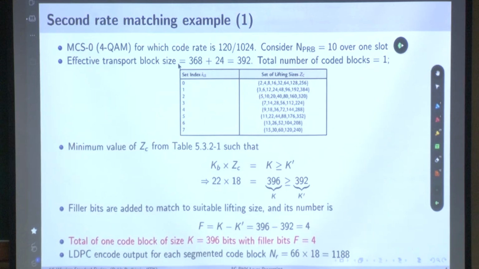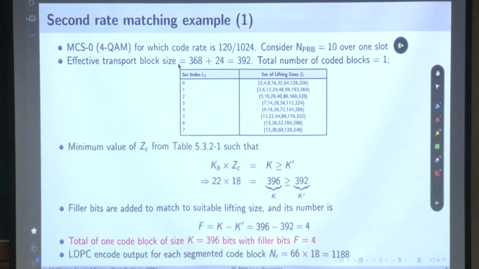Correct? Okay. And what will be the output in this case? What will be the output length? N is equal to 66 ZC. LDPC encode output for each segmented block. I have written N. What is this? 66 into 18, that is 1188.